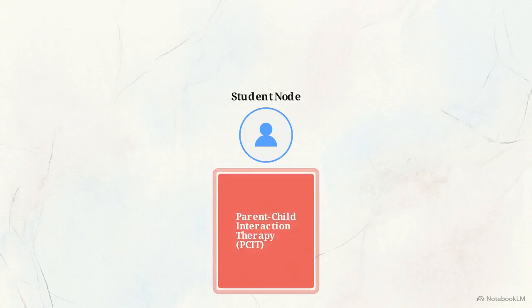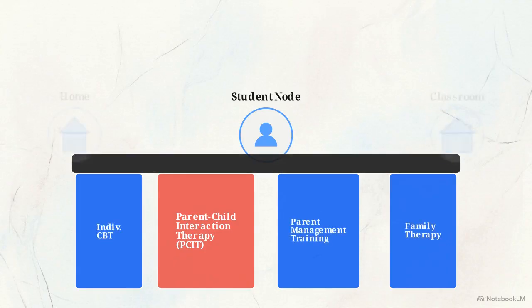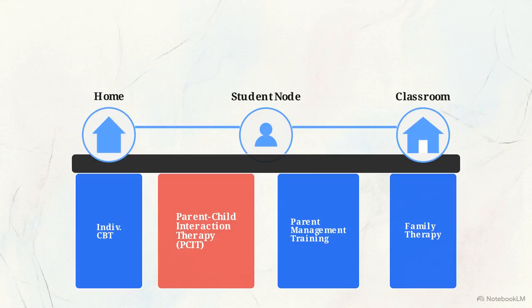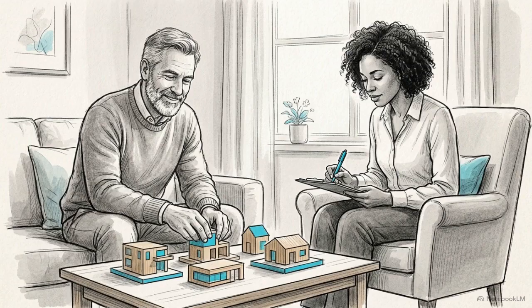The first architectural layer targets the student node through evidence-based clinical care. Parent-child interaction therapy, or PCIT, is the foundational intervention for students exhibiting severe defiance. This is supplemented by parent management training and family therapy, creating a structural bridge between home and the classroom. Individual CBT for the child provides the final clinical pillar for long-term behavioral stabilization.